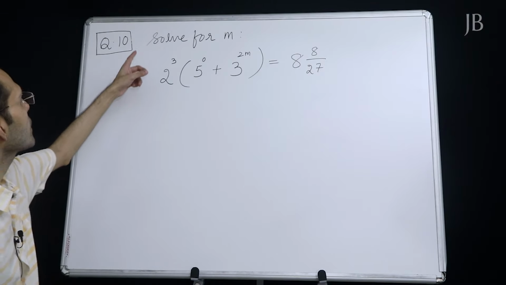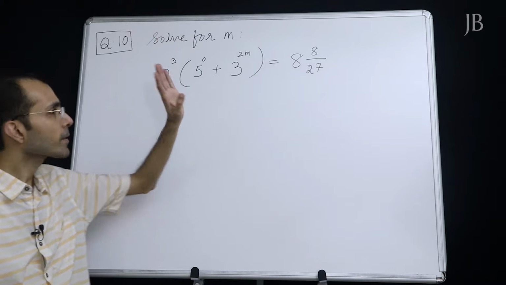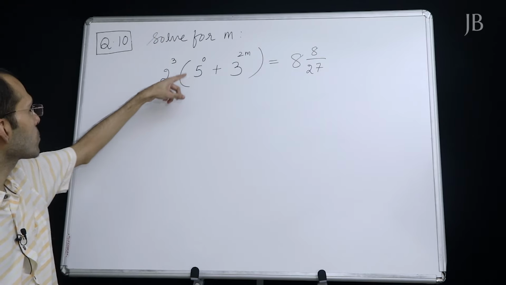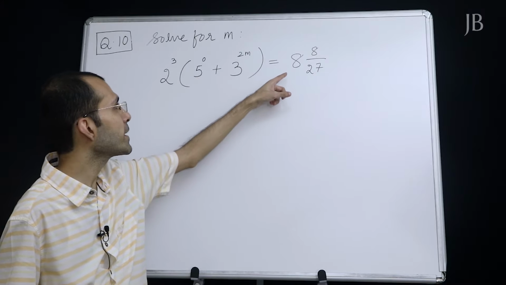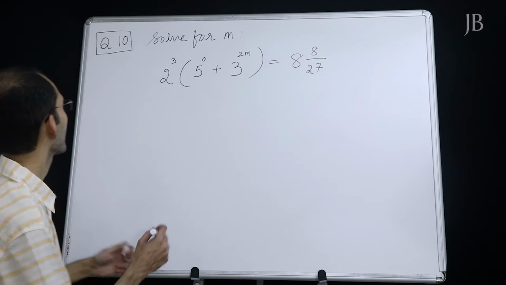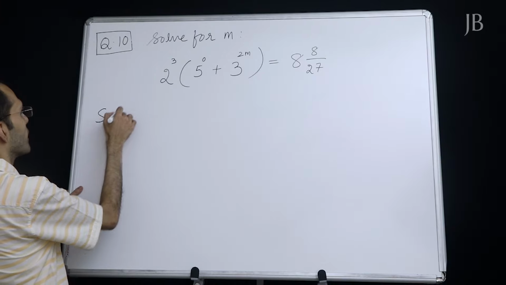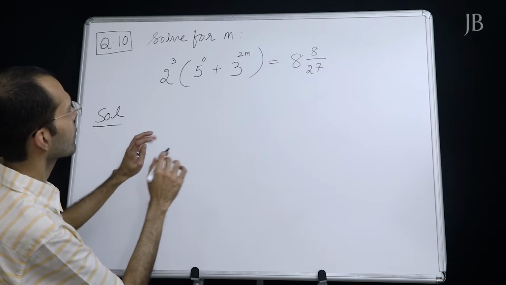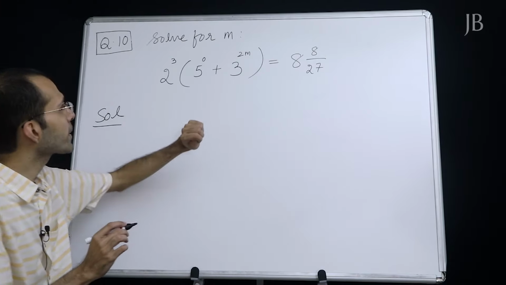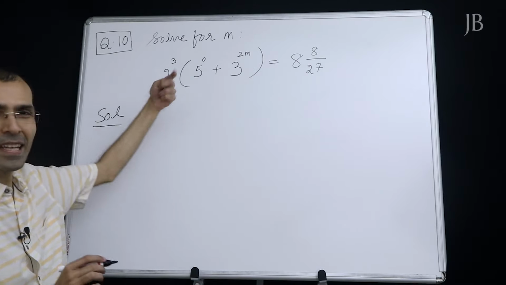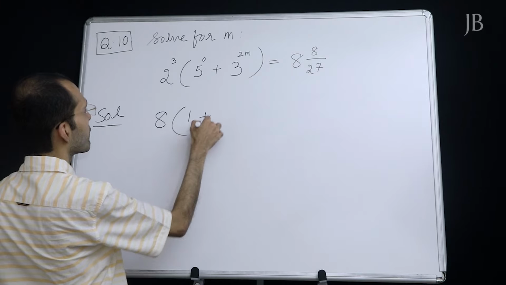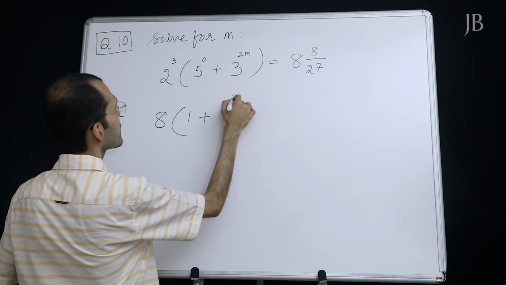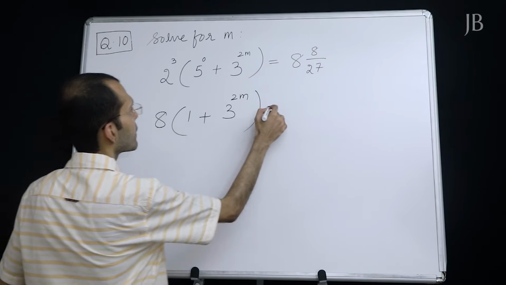Question 10. Solve for m. This is given: 2 cube into 5 raised to 0 plus 3 raised to 2m is equaling 8 upon 27. Now see, how do we go about this? Certain simplifications need to be done. 2 cube is 8. 5 raised to 0 will be 1. 1 plus 3 raised to 2m.